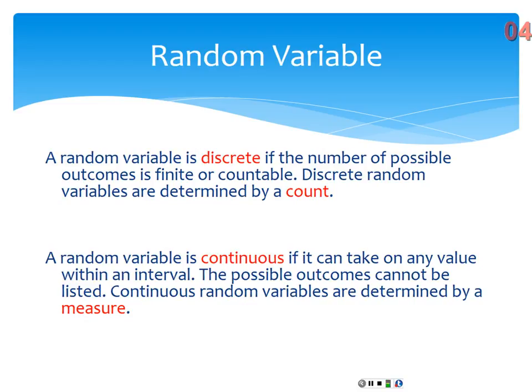Then it becomes continuous. That's the only way you need to remember to distinguish between discrete, which is counts, 1, 2, 3, 4, 5, and measures. They require a measuring device. Okay?